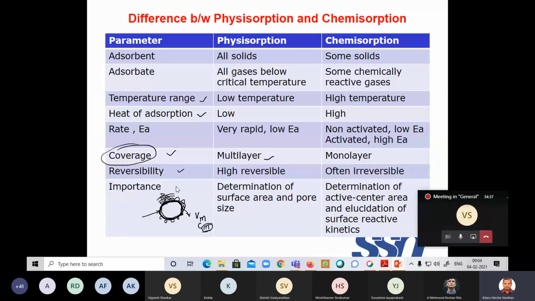Then the importance of physisorption: it is used to determine the surface area or pore size. Chemisorption is used to determine the active center area or the surface reaction kinetics. That we will see. So these are very important differences between chemisorption and physisorption. Generally 2 marks will come, or they can ask you to write a short note on it.